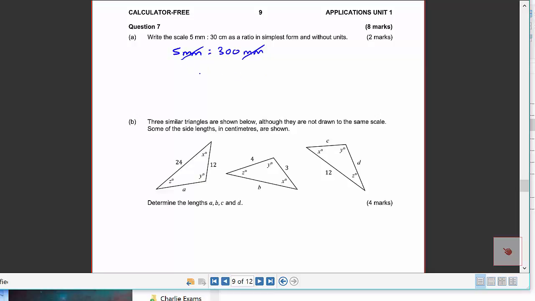Both of these divide by 5. So 5 divided by 5 is 1. 300 divided by 5 is 60.